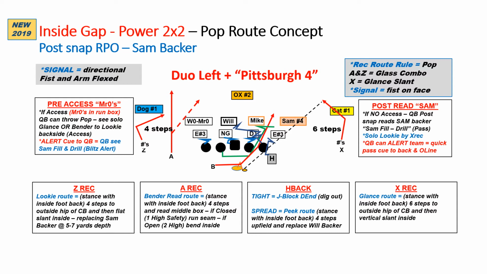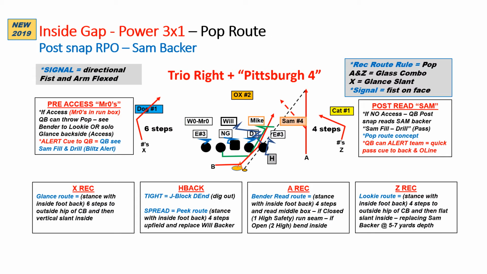The Z then, this makes this a 2-level route, is going to, on 4 steps, run a flat slant. We call this a looky route, and then come underneath and replace the bender. On the other side, the X receiver always runs now a glance route. This is a 6-step, and it's a skinny slant so that we can get to the 2nd and 3rd levels. Key that that receiver does not get inside the hash no matter what, just gets inside that corner over top of him.